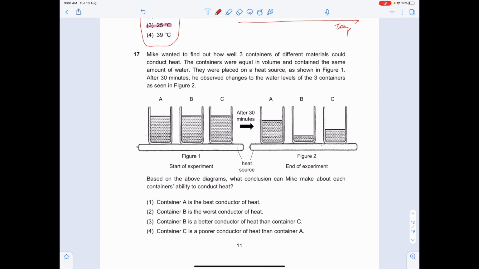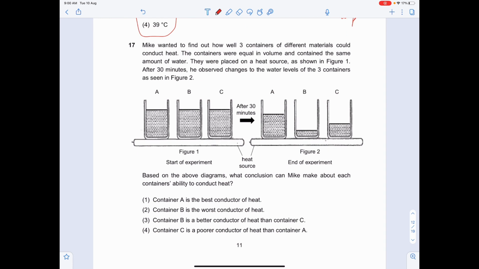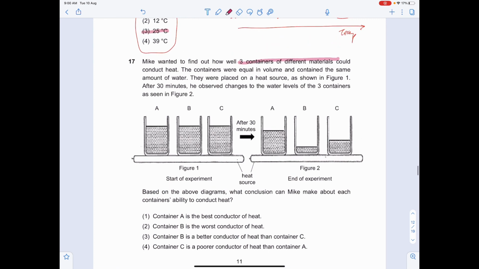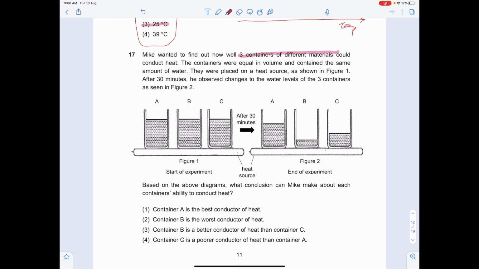Okay, question 17. Mike wanted to find out how well 3 containers of different materials could conduct heat. The containers were equal in volume and contain the same amount of water. They were placed on the heating source as shown in figure 1. After 30 minutes, he observed changes in the water levels of 3 containers as shown in the figure. Okay, so basically right off the top, the change variable would be the 3 different materials. Okay, and then after that, you see that the water level has changed.